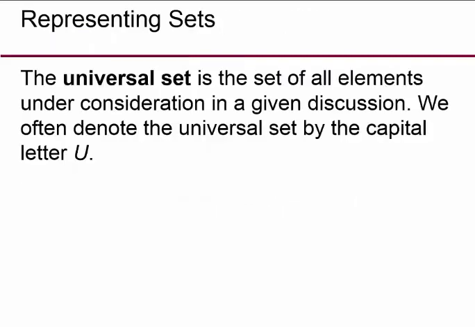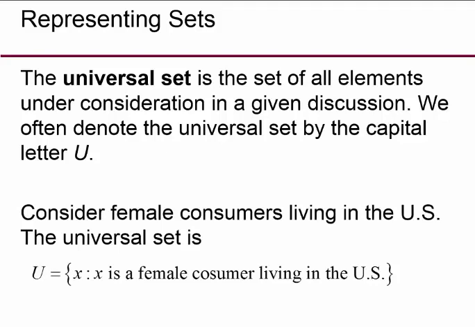The next thing is the universal set, a set of all elements under consideration in a given discussion. We often denote the universal set by the capital letter U. I should say we always denote it by the capital letter U. So consider female consumers living in the United States. The universal set would be the set of all X such that X is a female consumer living in the U.S.